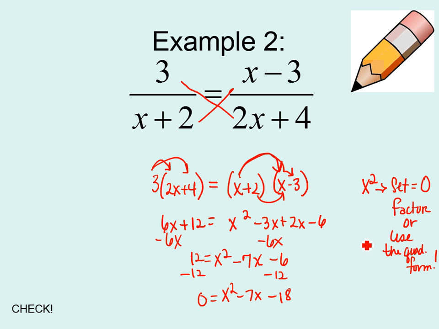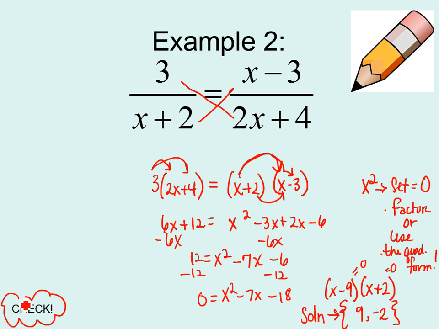And then how would we do that? We would either factor or use the quadratic formula. I'm going to use the AC method. Two factors of 18 that make -7 would be x minus 9 and x plus 2. And then my solutions would be, set both of these equal to 0, and I would get 9 and -2. Now you should always check your answer.